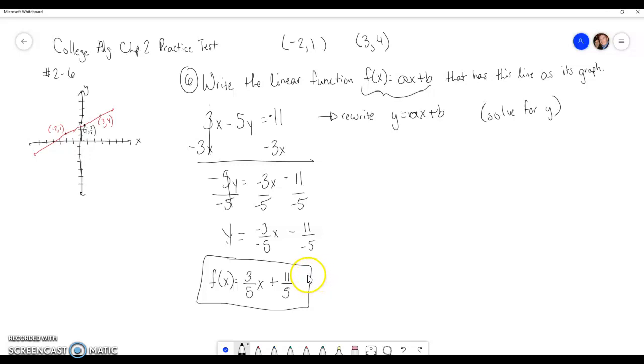If you remember when we were solving for question number 5 in that ax plus by equals c standard form, we had already found this, but if you hadn't done that, then this is how you would do it. You can start from your standard form and just solve for your y. All right, number 7 will be on the next video.